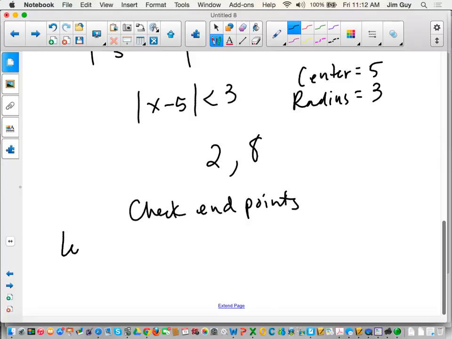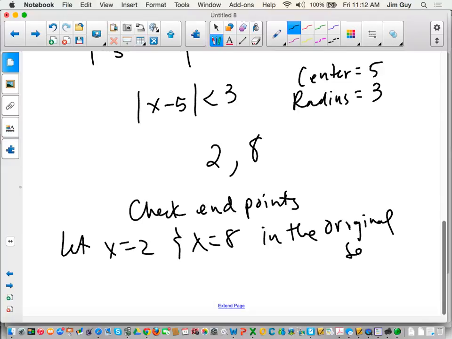And we're going to let x equal 2 and x equal 8 in the original series. I'm going to go to a new page. It's going to take a while. I might run out of room on this one. You ready to move on to that? Okay. So, let's start with the 2.